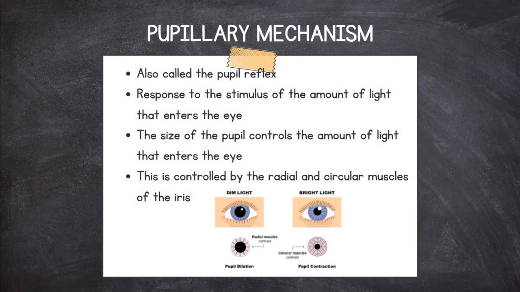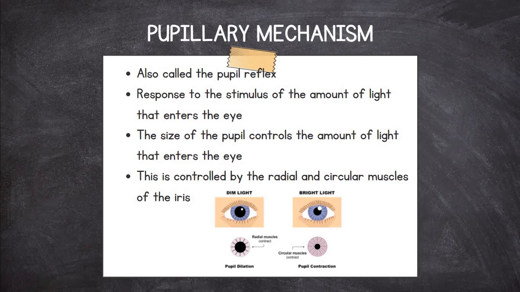So then we have two mechanisms that we are going to look at now that you should not confuse. The first one is the pupillary mechanism. This is also called the pupil reflex, and this is because it is something that happens to our eyes without us thinking about it. It's something that your eye just naturally does. With this mechanism, we respond to the stimulus of the amount of light that is actually entering our eye.